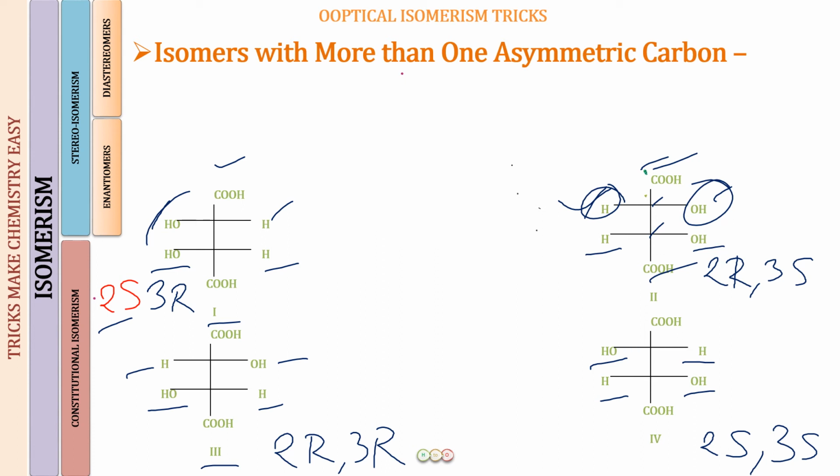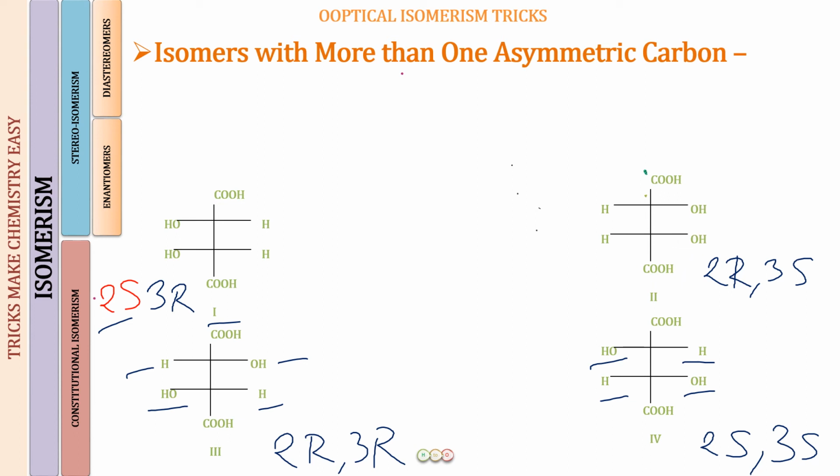You can do that quickly. Okay. Now once you have done that, what are we going to do? Well, we are going to compare the configurations at the two chirality centers and tell which of these are going to be enantiomers or diastereomers.